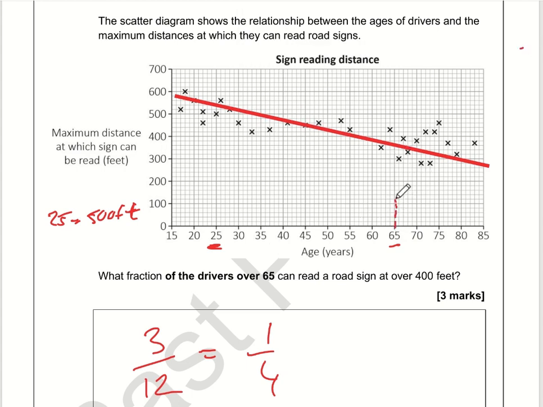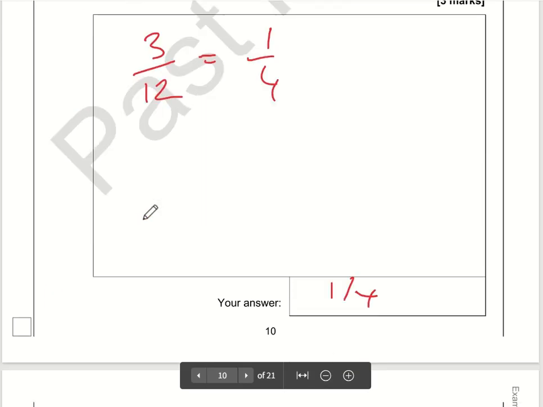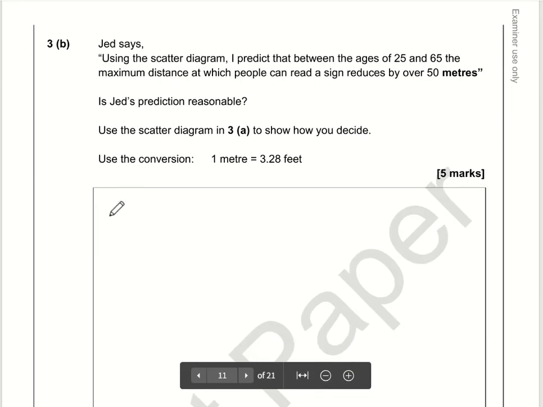So for 65, I'm going up. This is how you get your marks, just demonstrating that you know how to use a line of best fit. So for me, it's 2 lines down. Again, if you're using a ruler as well, this is a lot easier. So I'm going to say for 65, it's 360 feet. So what is the difference between 500 and 360 feet?